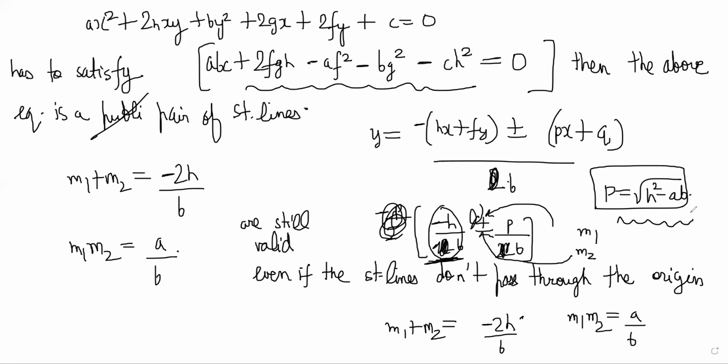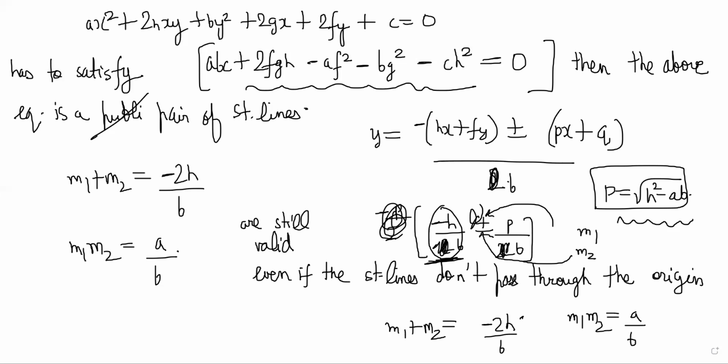So the idea here is just that you need to be able to write this condition for the second degree equation to be a pair of straight lines. In pair of straight lines, there is nothing much else to learn. The ideas we have just now covered.